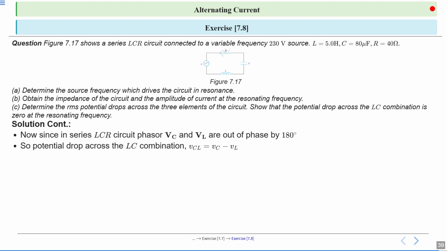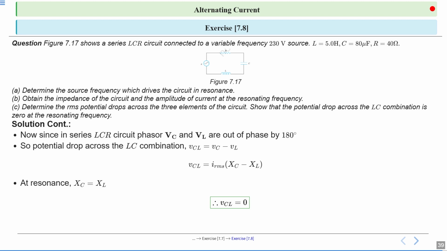So the potential drop across the LC combination VCL is equal to VC minus VL. So VCL is equal to IRMS XC minus XL. We know that at resonance XC is equal to XL, which means VCL will be equal to 0. VC is equal to IRMS XC, and VL is equal to IRMS XL, so it becomes IRMS into XC minus XL. Since at resonance XC is equal to XL, the potential drop across the LC combination will be equal to 0.